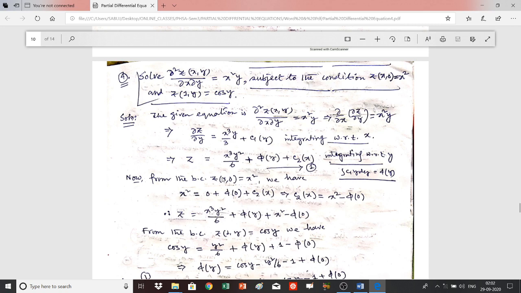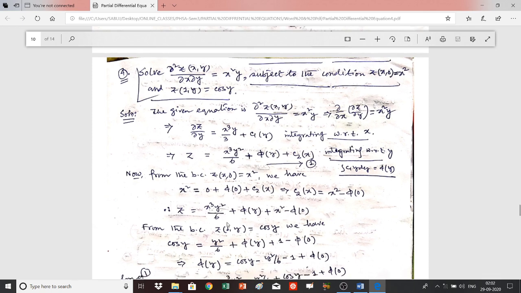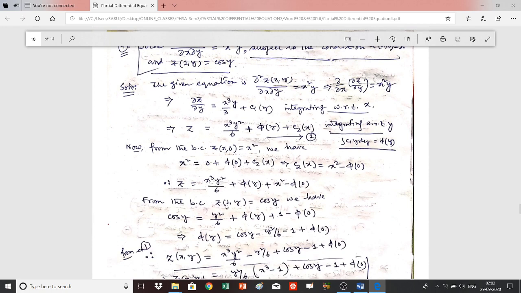So z can be written from equation number 1 as x³y²/6 plus phi(y) plus here is the value of c2, so x² minus phi(0). So now another condition, that is z(1,y). So in this case x is taken as 1, equal to cos y.